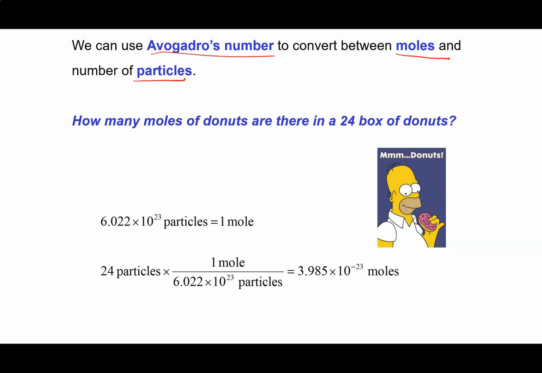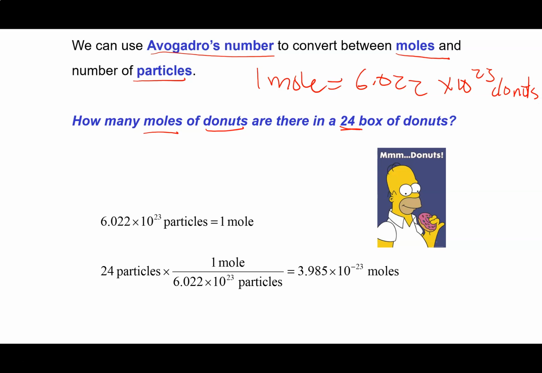So let's answer this question. Like I said, it can be applied to anything. It doesn't have to be atoms, ions, molecules, or electrons. We're going to answer how many moles of donuts are there in a box of 24 donuts. So obviously not very many, because 1 mole is 6.022 by 10 to the 23 donuts. Our object or particle in this case is our donut. So, we're not going to get many moles, right?